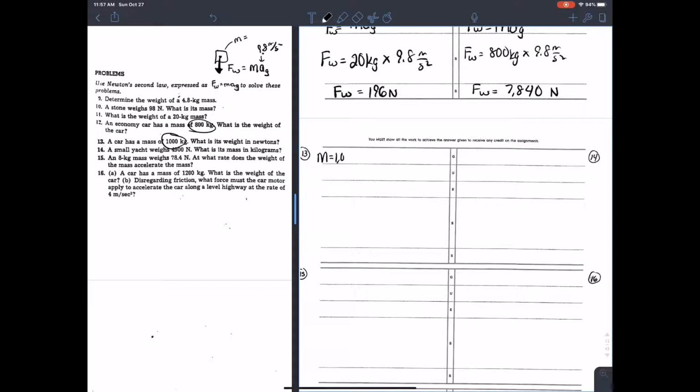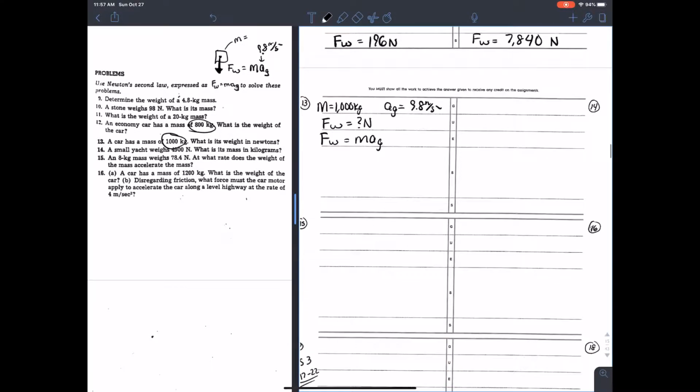And in actuality, we actually did number 13 just a second ago. So mass equals 1,000 kilograms, gravity 9.8 meters per second squared, weight. I won't waste a whole bunch of time on this because we already did this a moment ago. You have the weight of this object: 1,000 kilograms times 9.8 meters per second squared. So the weight of this, as we had figured out before, is 9,800 newtons.